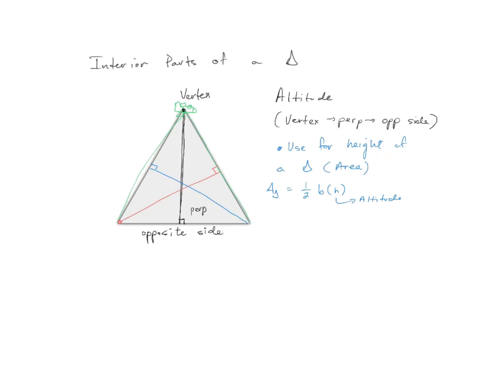Now, there are a couple special cases where if you had a right triangle, your altitude is actually your leg of that right triangle, because it is connecting vertex perpendicular to opposite sides. So this here is your alt, or your altitude.